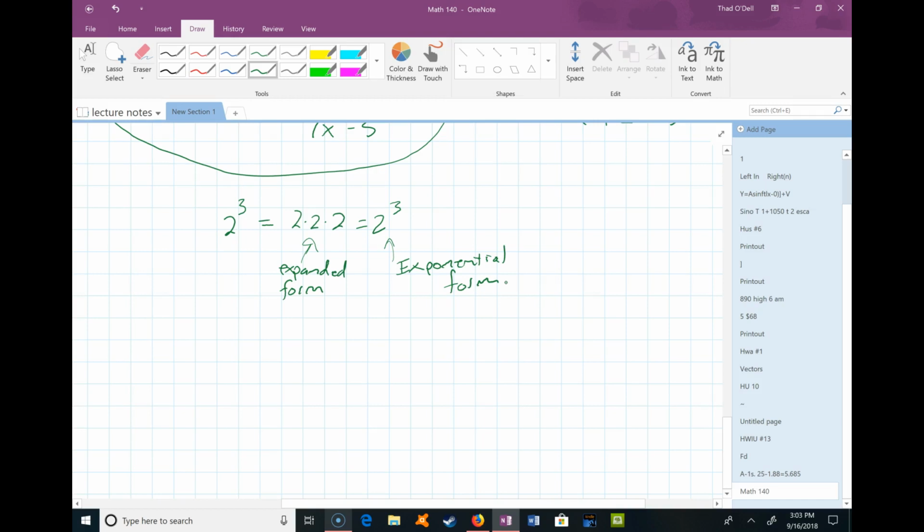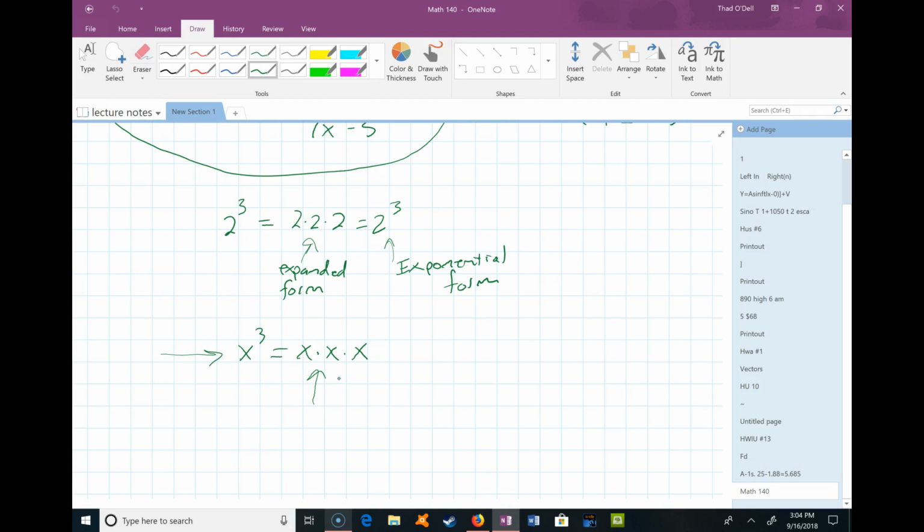So the important thing is to understand what an exponent means. Same thing is true when I see an x cubed, that also means x times x times x. Right? Exponential form, expanded form. Okay? Now, again, at this point in your career, you probably already knew that.